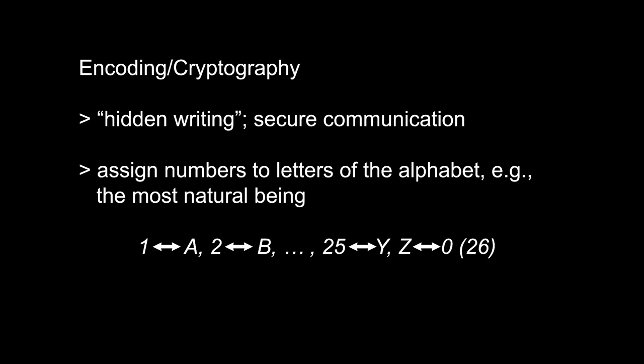For our discussion today, let's just assign numbers to letters of the alphabet. So the most natural assignment would be 1 for the letter A, 2 for the letter B, 3 for the letter C, and so on until 25 for the letter Y, and then for the letter Z, not 26, but remember, for our modular system, we go to 0 once you divide by 26. So Z is represented by the whole number 0 instead of 26.